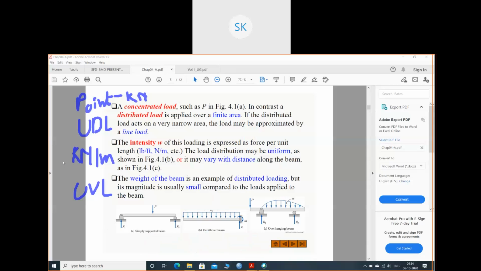So let's see UVL, uniformly varying load. So this will be like this. At some point it will be high, and it will be like this, less load. It is varying. At different points of the beam, it will have different loads. So it is also called uniformly varying load. See, at this point the load is high. So you can get this type of load also. Uniformly varying means getting different loads at different points.